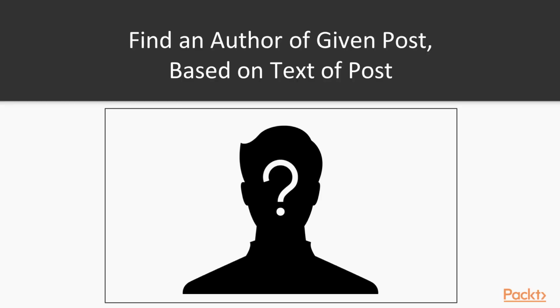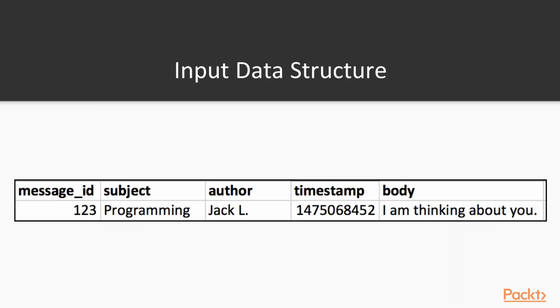So you want to find the author of a given post based on the text of the post. You are given a forum with the following data structure. There are a lot of messages, and every message has a message ID, subject, author, timestamp when that message was written, and body of the message.